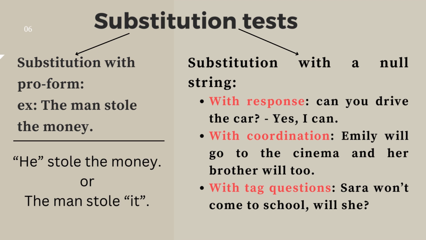Can you drive the car? Yes, I can. We don't say yes, I can drive the car. With coordination, Emily will go to the cinema and her brother will go to the cinema. Instead of saying that, we can just say Emily will go to the cinema and her brother will too. With tag questions, Sarah won't come to school, will she come to school? We will say Sarah won't come to school, will she?